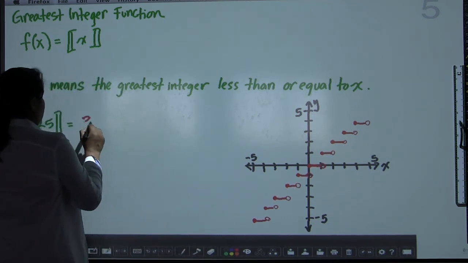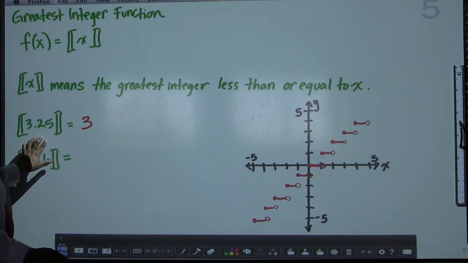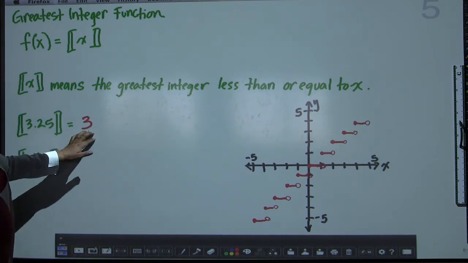Get my pen back here. 3. 3 is the biggest integer that is less than 3.25. Okay? Because again, 2 is less than 2.5, but 3 is bigger than 2. So now we only get one answer there.